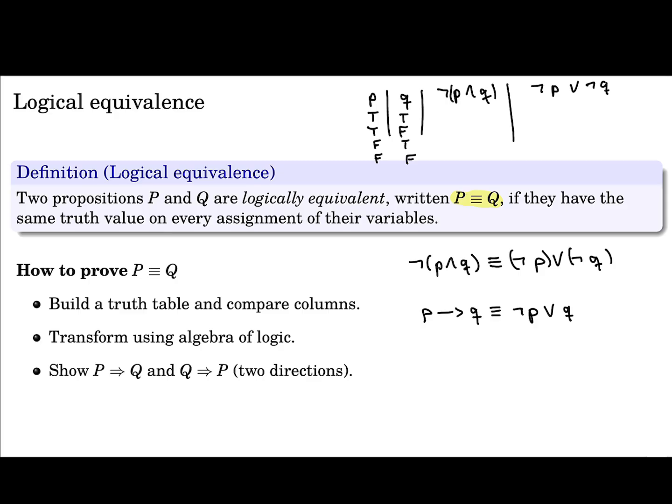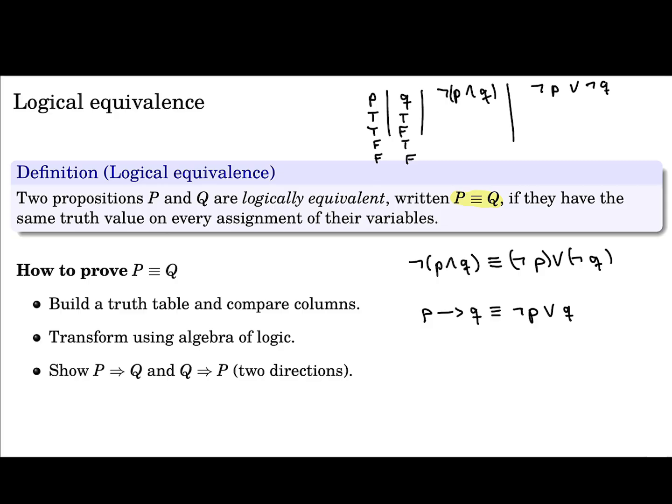And finally, a third way that we talk about here is you can show that P implies Q and that Q implies P. So you break showing that P is equivalent to Q into two different statements: that P implies Q and that Q implies P. This will be quite useful when we talk about proofs. It's a common way of doing proofs.